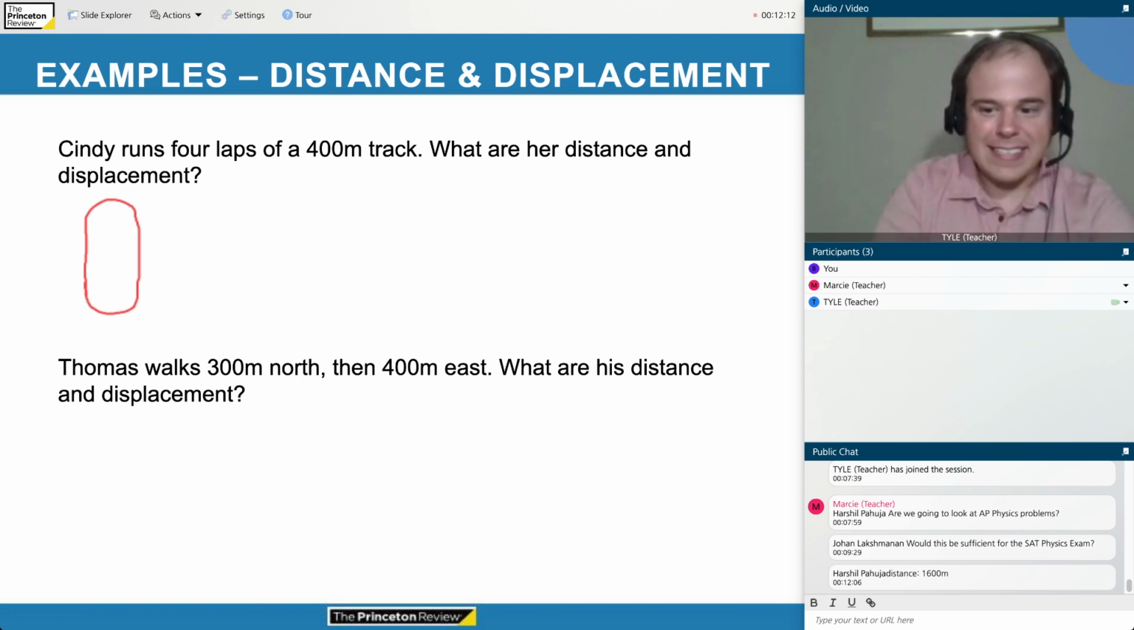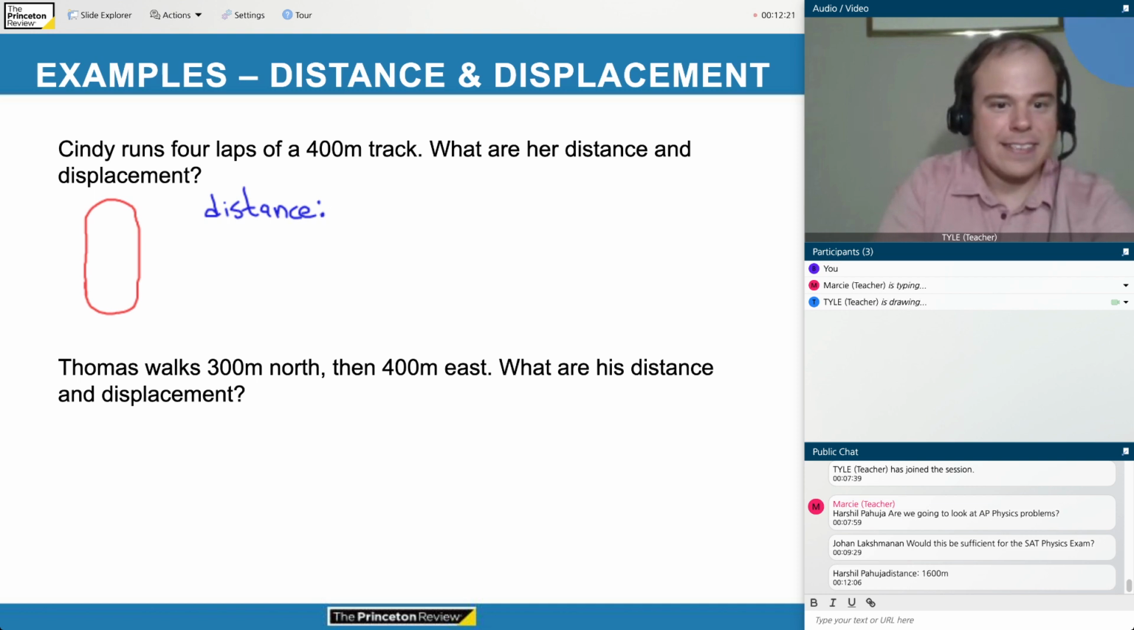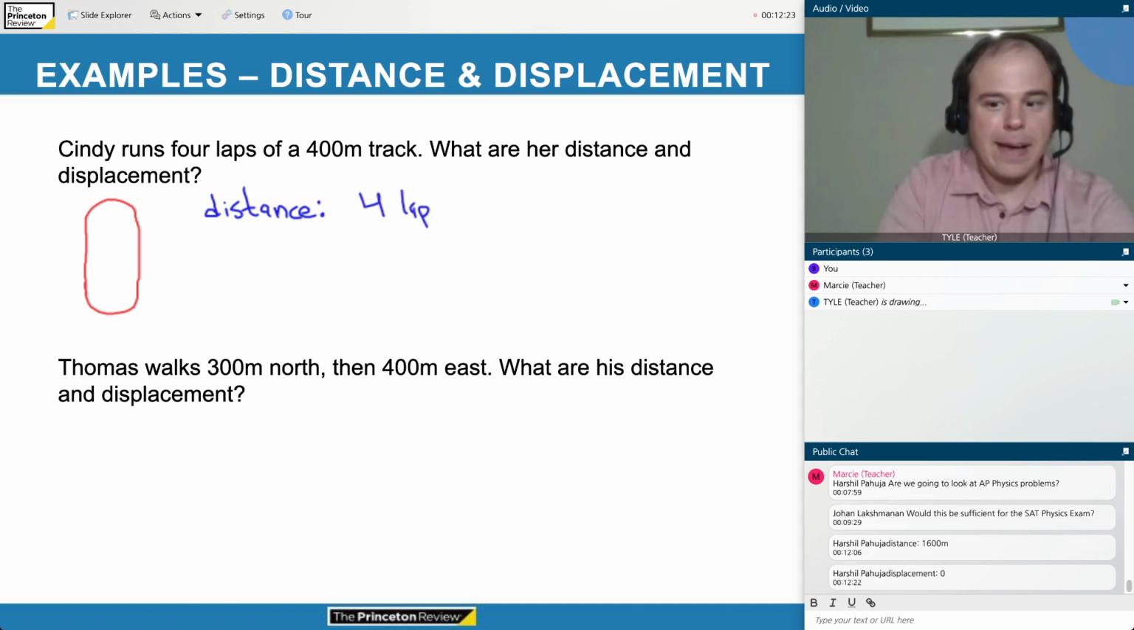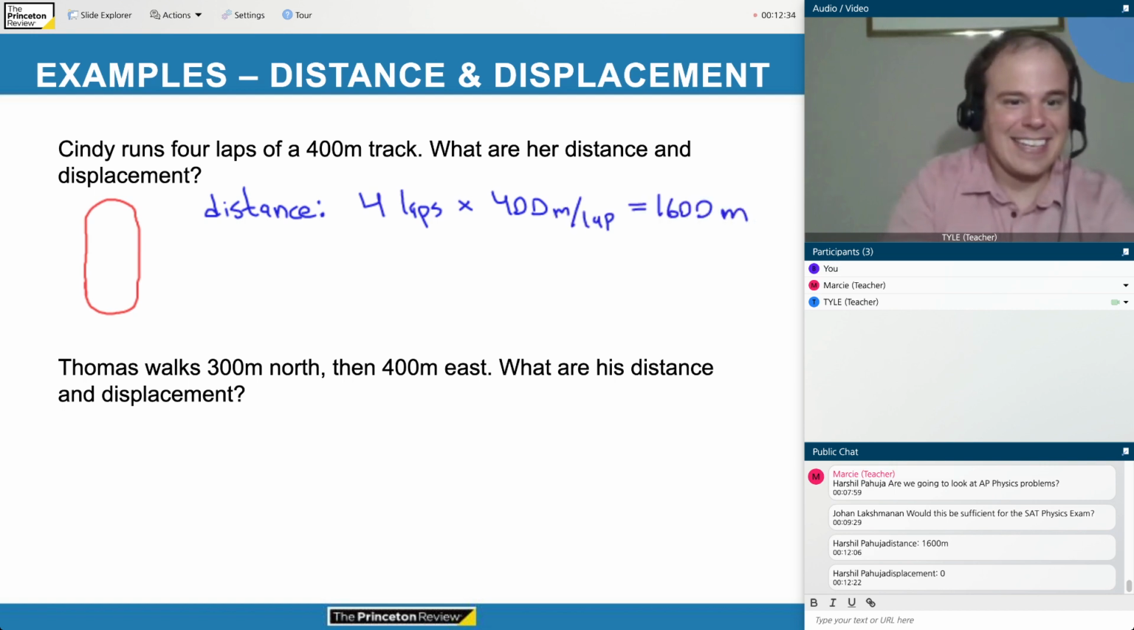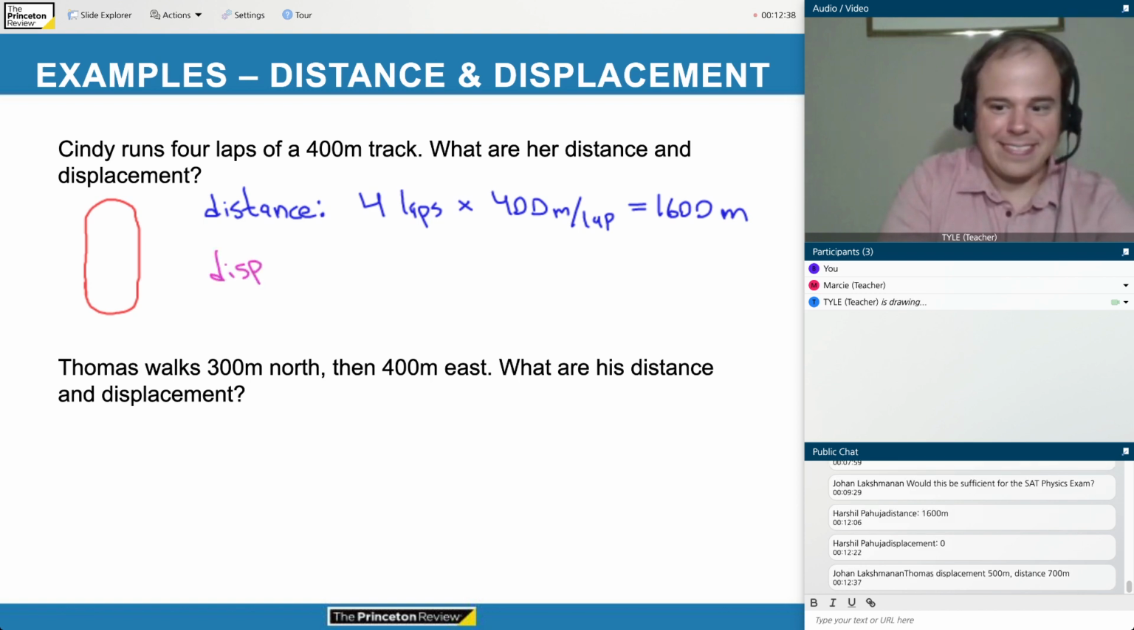So first, Harshal says 1,600 meters. Let's talk about the distance first. Okay, so the distance that Cindy covers, she runs 4 laps times 400 meters per lap, which equals a total of 1,600 meters, right? So fantastic, just like Harshal said. And then let's talk about displacement. All right. Oh, good. And we're getting some feedback about Thomas as well.